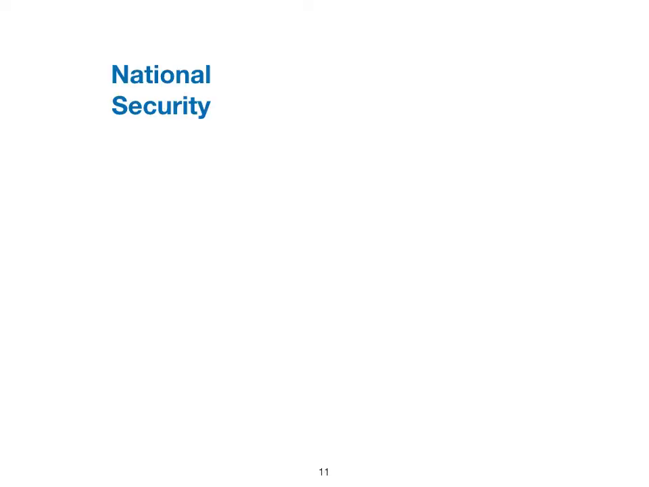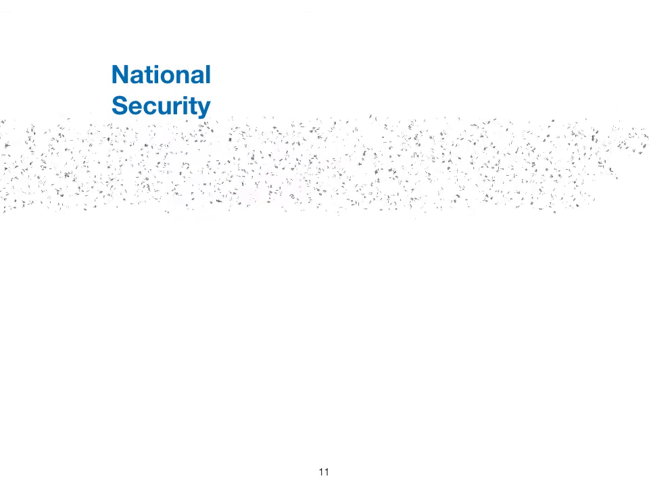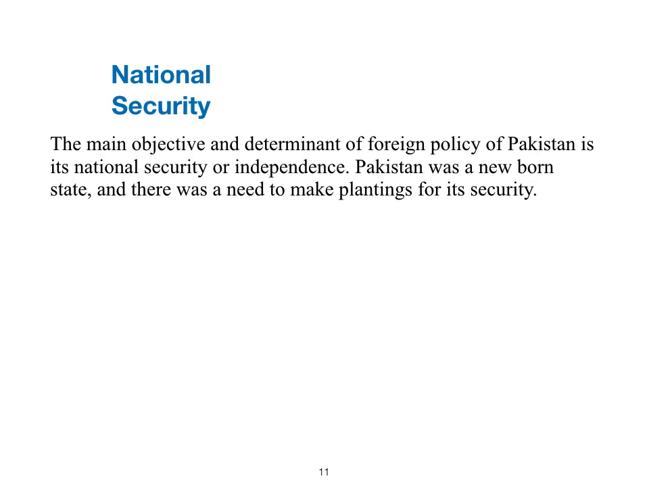So we move forward, and now we talk about national security. The objective and determinant of the foreign policy of Pakistan is its national security or independence. And since Pakistan was a newborn state and there was a need to make plans for its security, since its inception, national security has remained at the core. We discussed it earlier, but we are discussing it again because this is the primary focus of Pakistan's foreign policy.